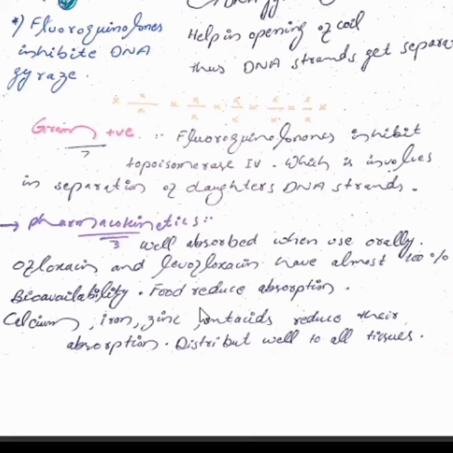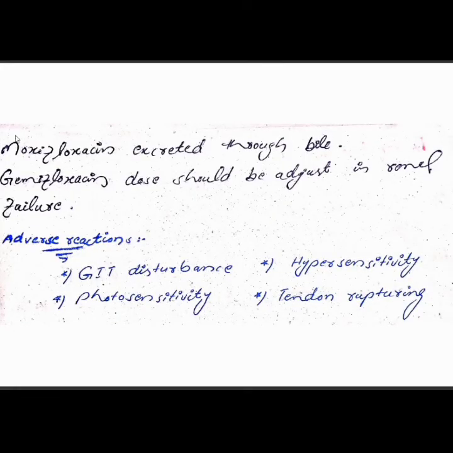Food can reduce the absorption of the fluoroquinolones. Calcium, iron, zinc, and antacid syrup also reduce the absorption. Fluoroquinolones distribute to all tissues, even to all fluids of the body. Moxifloxacin is excreted through bile, so if a person has renal failure, we can use moxifloxacin. But in the case of gemifloxacin, the dose should be adjusted if a person has renal failure, because it is completely excreted through the kidneys.